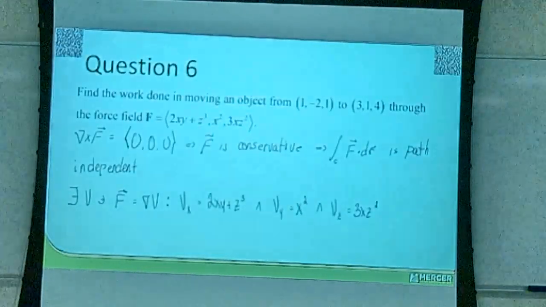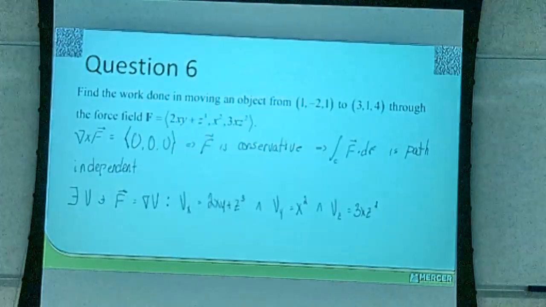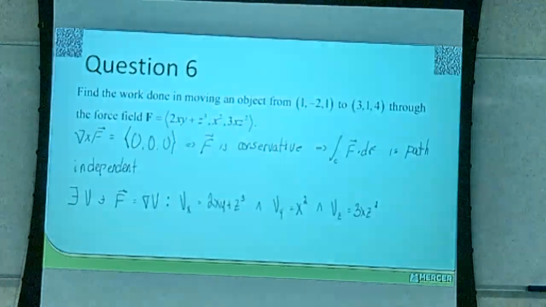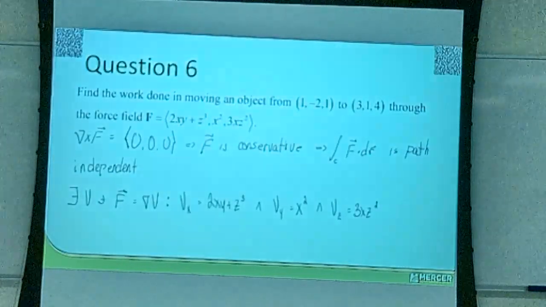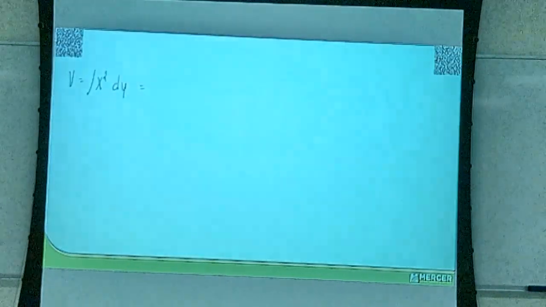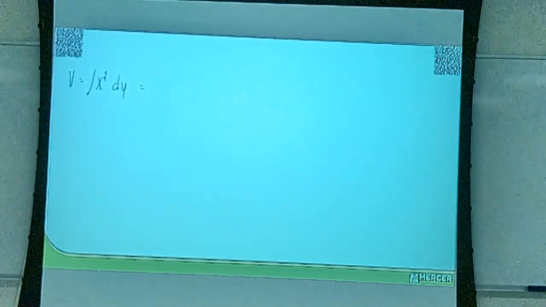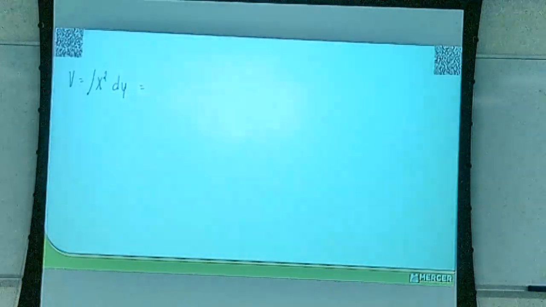Pick one. Which one's the easiest? Y. No, you have to find a potential function that makes them all true. Okay, so you're going to have to find the... You can, that's one method of doing it. But I find this method to be a lot easier.